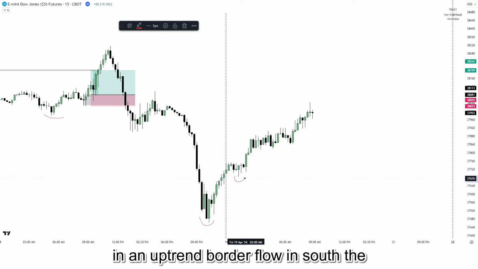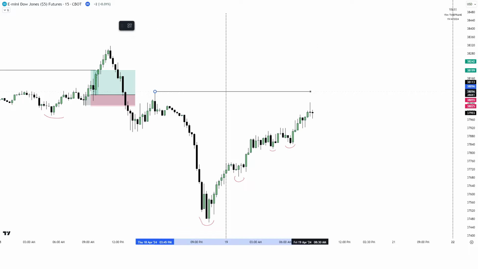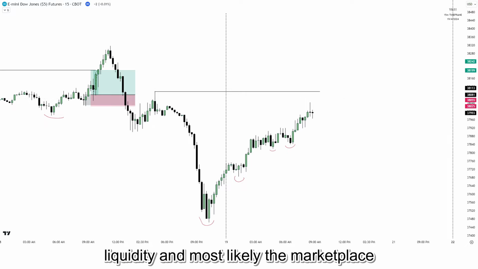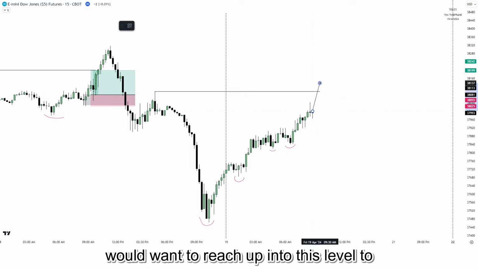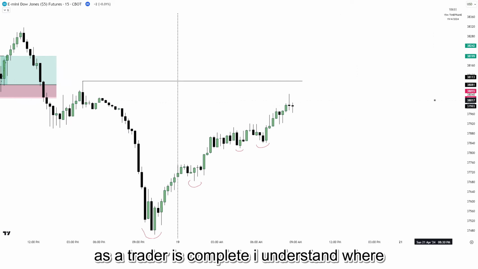We're seeing that we're in an uptrend. Order flow inside of the marketplace is high. And what do we have here? We have this high up here. The retail crowd who got short at these highs and did not take profit as it went lower, they're now seen as liquidity, and most likely the marketplace would want to reach up into this level to then take those traders out. So now my job as a trader is complete.